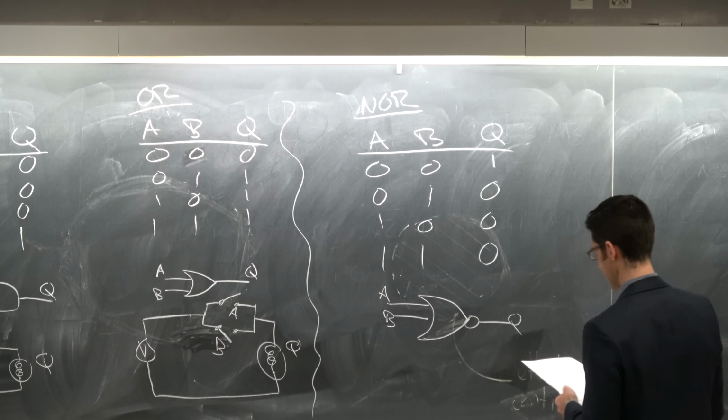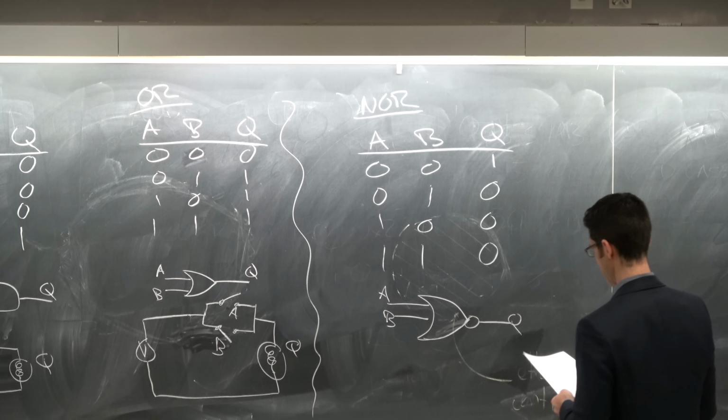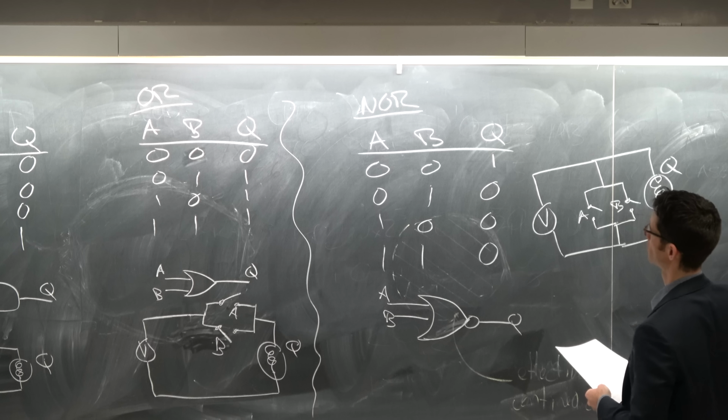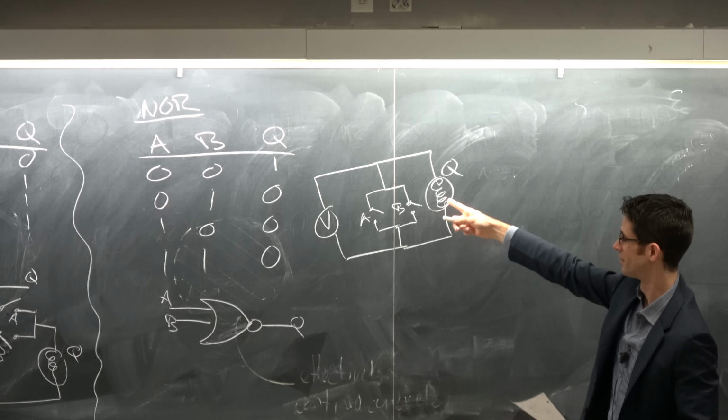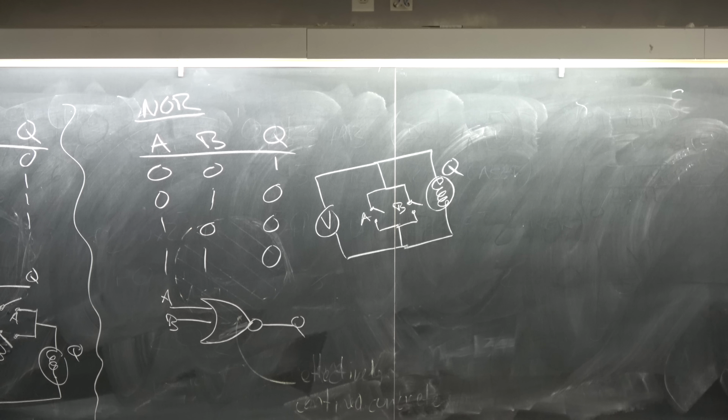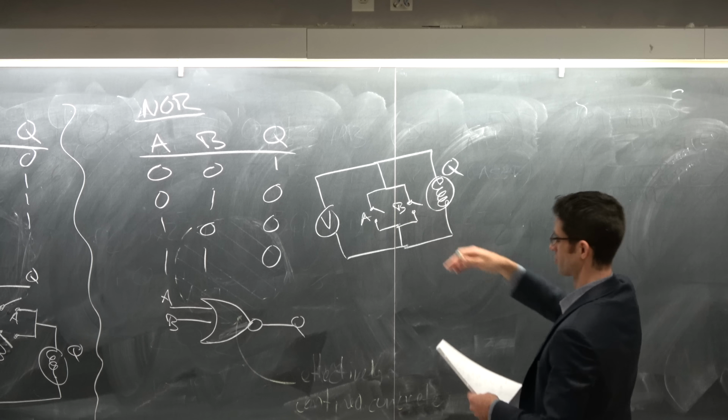And if we were to design the NOR gate with switches and lights and batteries, we'd have the switches in parallel, but in parallel with the light bulb. And convince yourself that this arrangement would give you this truth table.